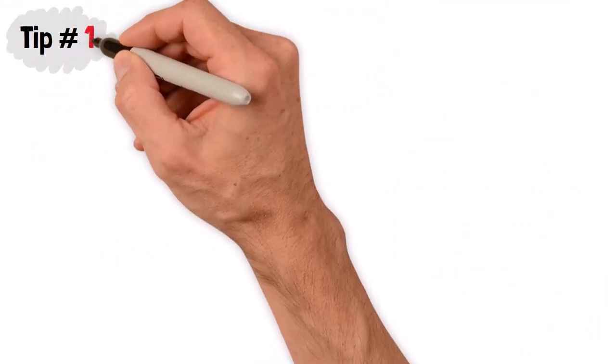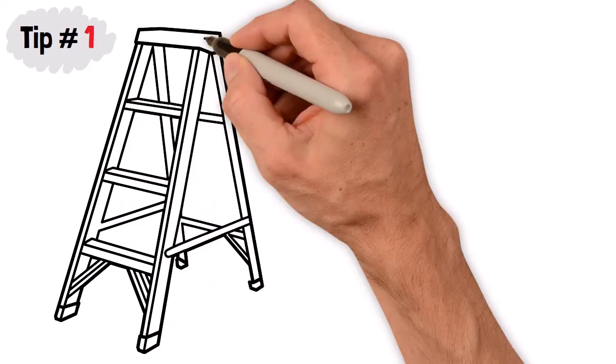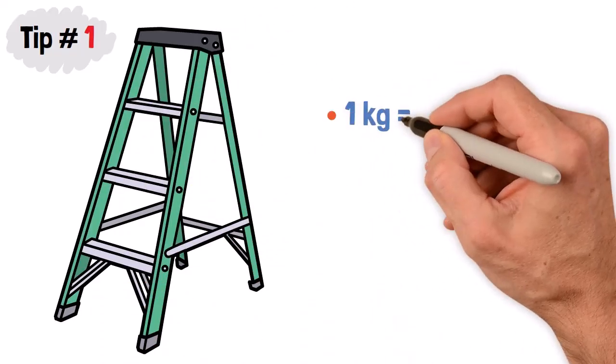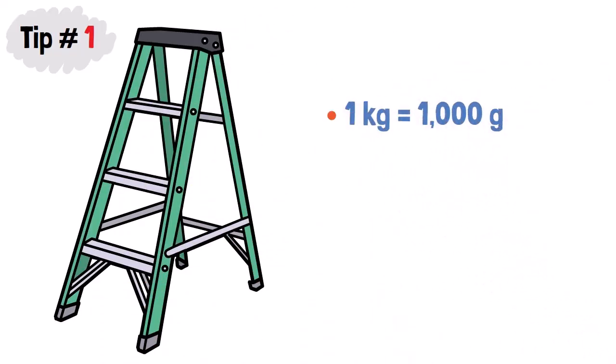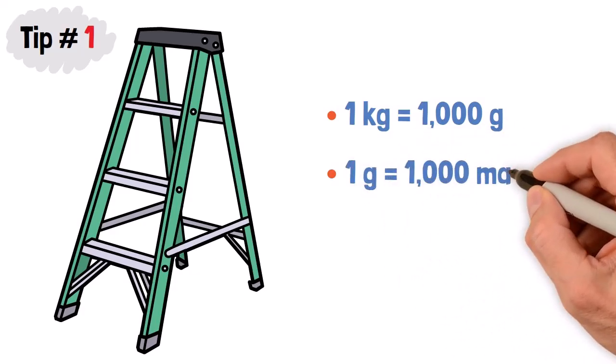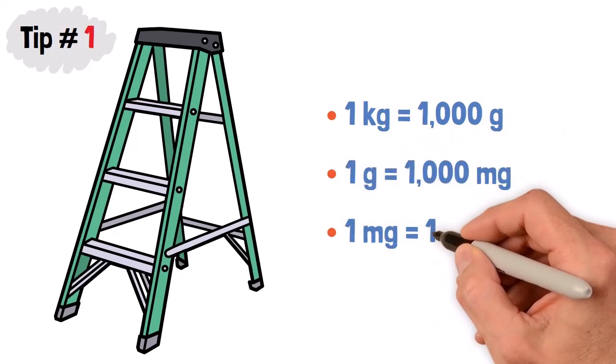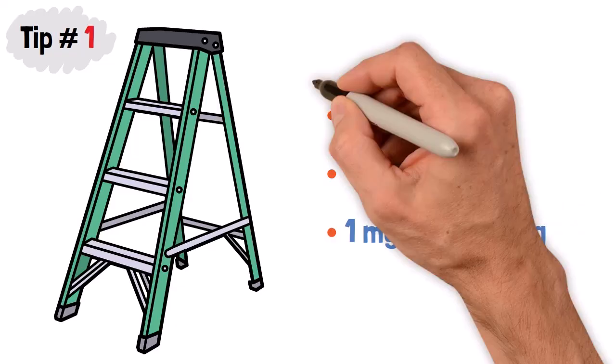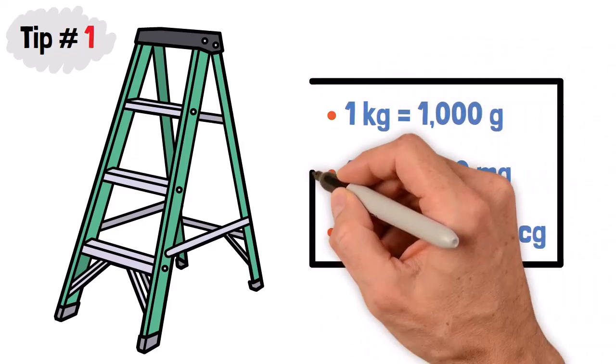Tip number 1. Use the metric ladder for quick conversions. 1 kilogram equals 1,000 grams. 1 gram equals 1,000 milligrams. 1 milligram equals 1,000 micrograms. Move the decimal 3 places for each step.